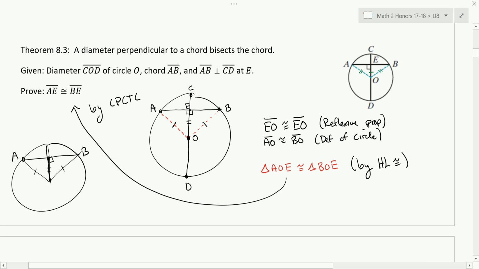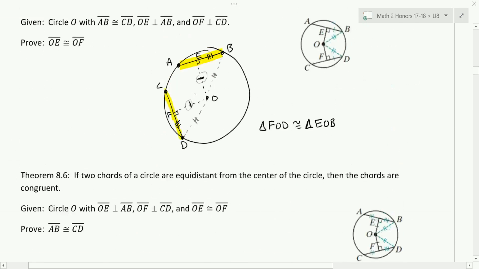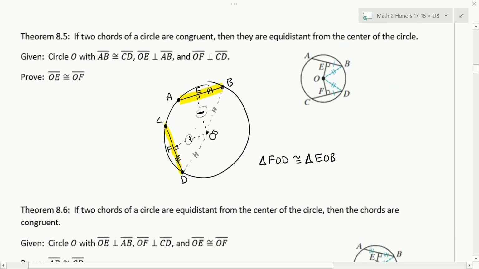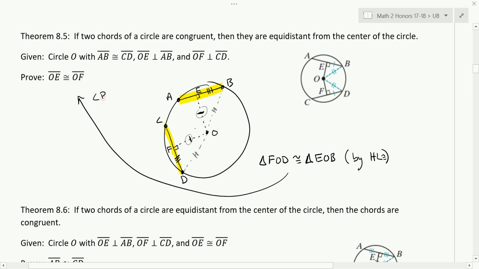Okay, so this is why we need to know these now, because it's starting to build some theory here. If it's perpendicular, it cuts it in half, right? And so that's what we have here. These are perpendicular. If CD is the same as AB and they're both cut in half, then the half lengths would be the same as well. Okay, and so FD's got to be the same as EB, and then we can say these are congruent by hypotenuse leg. And then once we have that they're congruent, we could say that this is true by CPCTC.